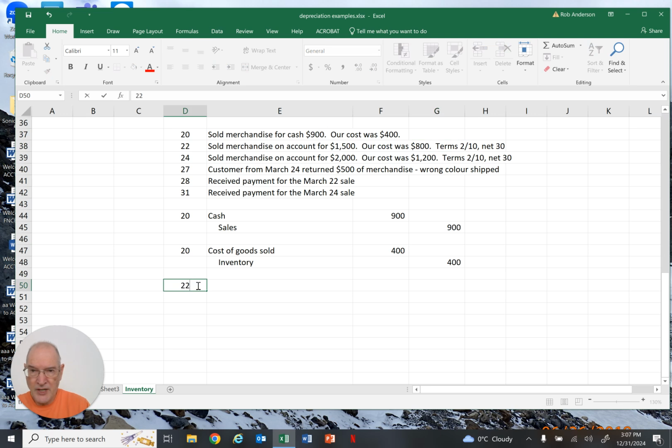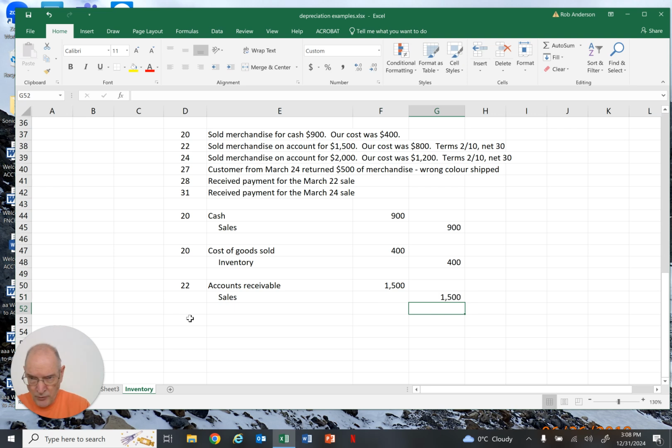So let's look at our transaction on the 22nd. We have selling merchandise on account. So we have accounts receivable with a debit, and we have sales with a credit. And this is the selling price, not the $800, the selling price of $1,500. So here's my $1,500.